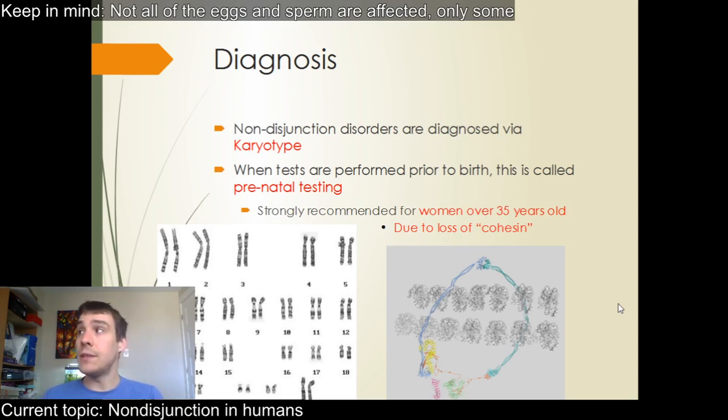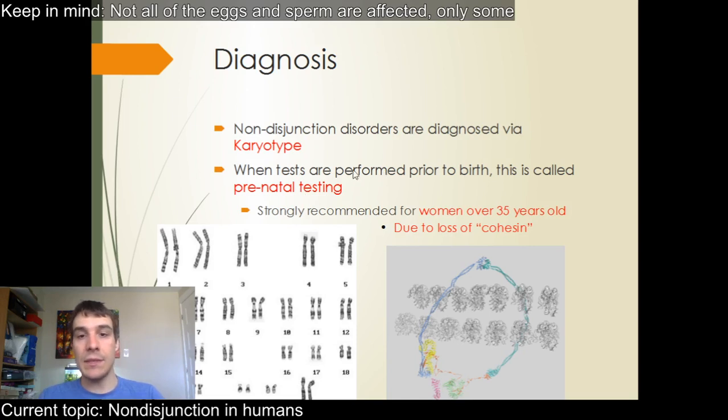Nondisjunction in humans, you can see this is called a karyotype. So karyotype is a keyword. It's all of the chromosomes spread out on a piece of plastic. You can actually pay for services that do this for you. You get a little cheek swab and you send it in, and they'll lay it out for you and take a picture of it if you want a cool nerdy picture of something. So that's a karyotype.